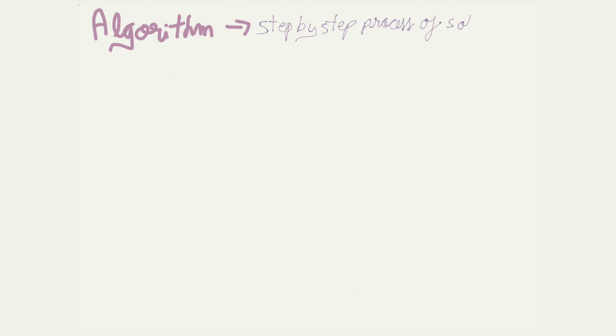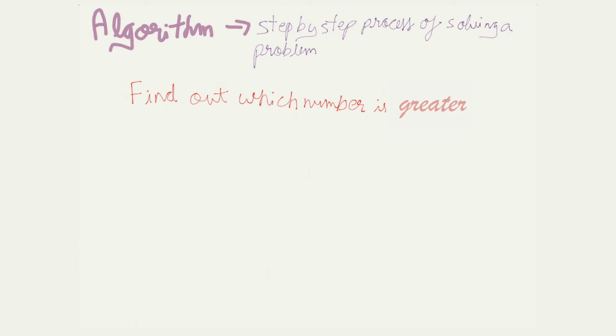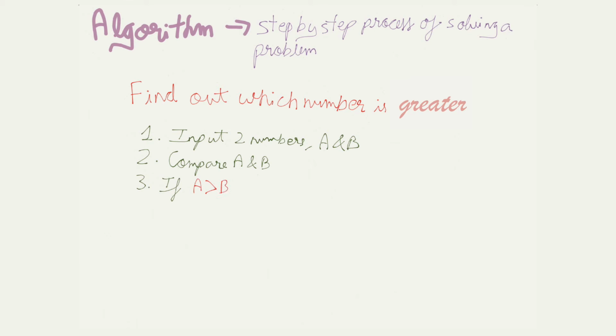Algorithm is the step-by-step process of solving a problem. So for example, if you want to find which number is the greater, first we take the input of two numbers, say A and B. Then we compare the two numbers. If A is greater than B, then we will output A, else we will output B.